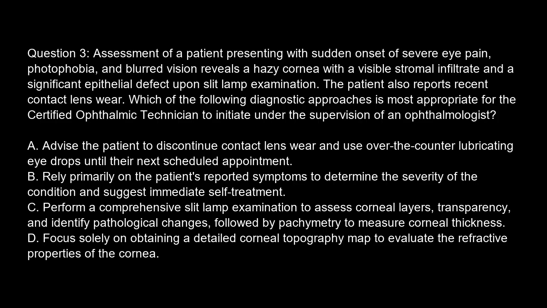Rely primarily on the patient's reported symptoms to determine the severity of the condition and suggest immediate self-treatment. Option C. Perform a comprehensive slit lamp examination to assess corneal layers, transparency, and identify pathological changes, followed by pachymetry to measure corneal thickness. Option D. Focus solely on obtaining a detailed corneal topography map to evaluate the refractive properties of the cornea.